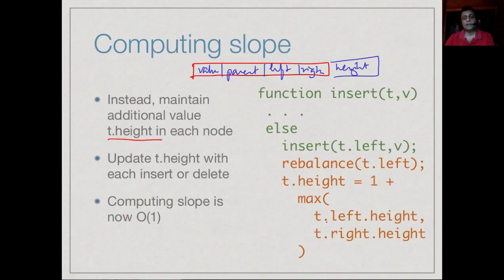As we are rebalancing, we readjust the heights. And every time we want to check the slope, we just have to check the values of the two trees below us and take the difference of their heights, because that will be given locally by this height field in the node. So we have to be careful not to compute height recursively, but to store the height as part of the tree and also update it with every update.